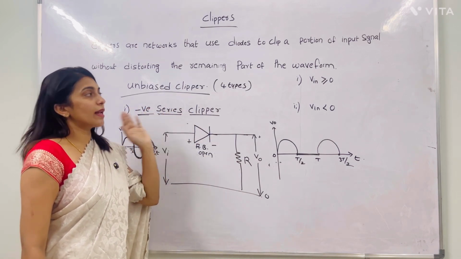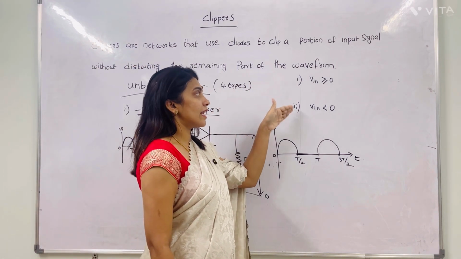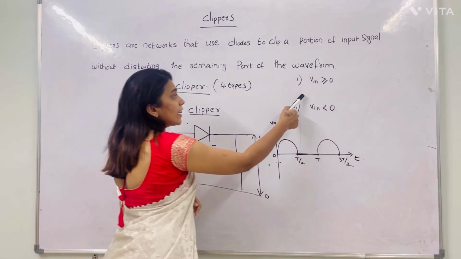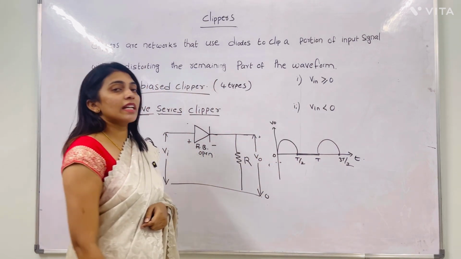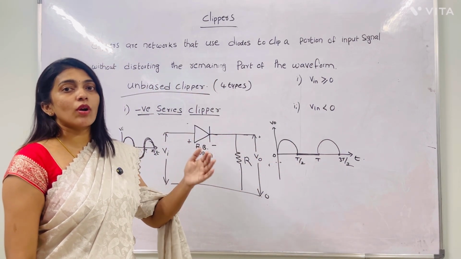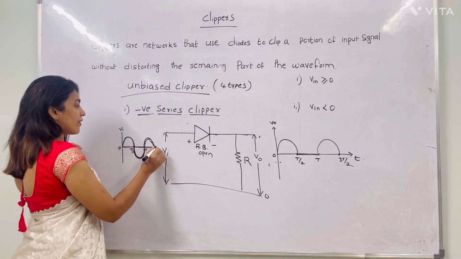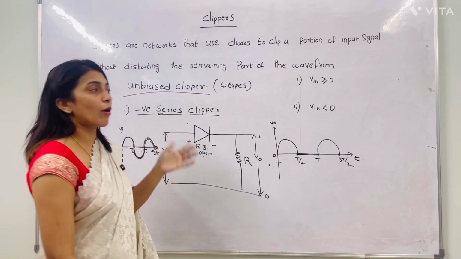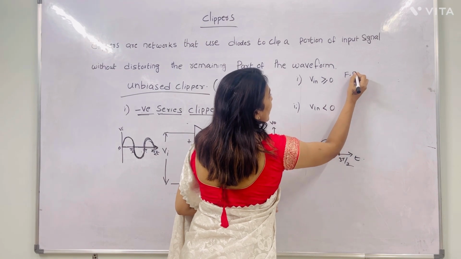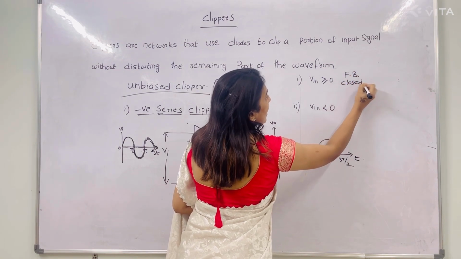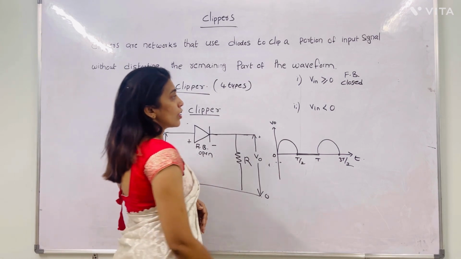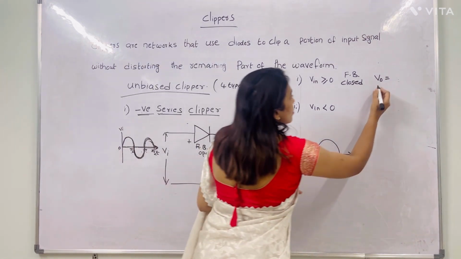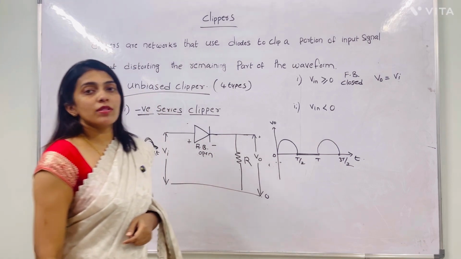Negative series clipper. Now we have to discuss these two conditions also. This total operation is in these two conditions. V in greater than or equal to 0 means above the 0, above the reference line, which means a positive peak. We know during the positive signal, the diode is in forward bias condition and acts like a closed switch. So obviously it allows the input to the output side, so V0 is equal to the input signal.